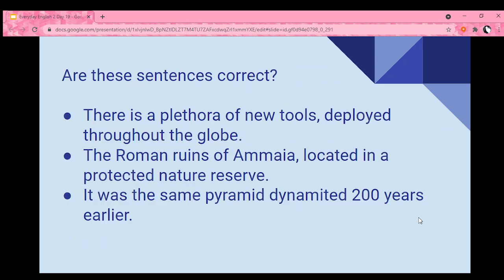So, let's read these 3 sentences. Are they correct? Pause the video while you think about this. Okay guys, so you should have found that 2 of the sentences are correct, but 1 is not. We're going to share in class which one is not correct.